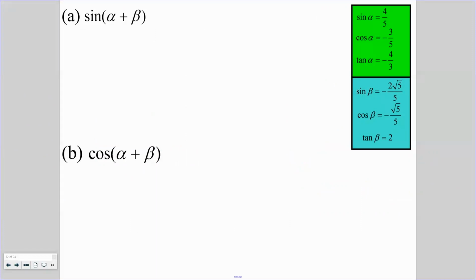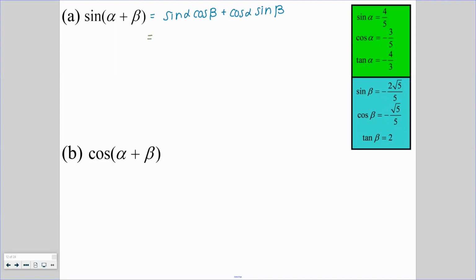The sine of alpha plus beta. So we want to use the expansion here for sine: sine, cosine, cosine, sine. Sine stays the same. Right, step in blue, you don't need to worry about writing, but I do want to see the step in green, which is the substitution.